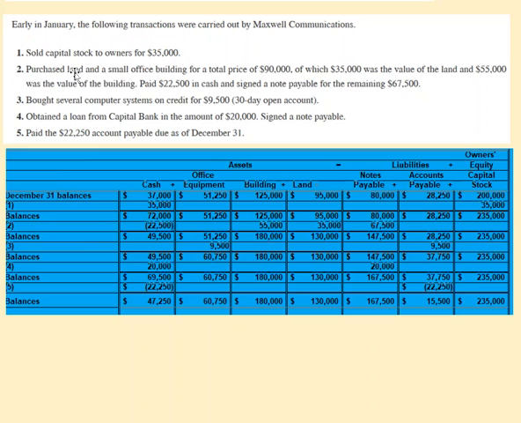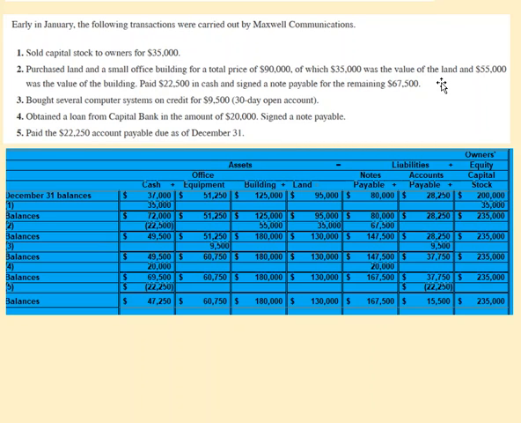All right, so let's look at item 2. We purchased land in an office building for a total price of $90,000. $35,000 was the value of the land and $55,000 was the value of the building. We paid $22,500 in cash and signed a note payable. That is a liability for the remaining $67,500.